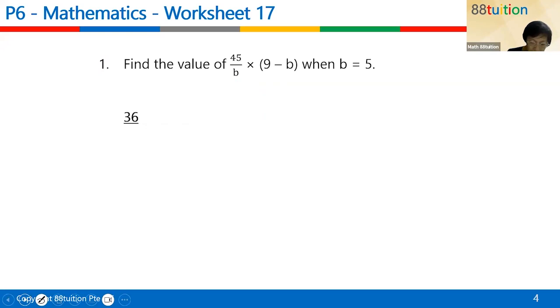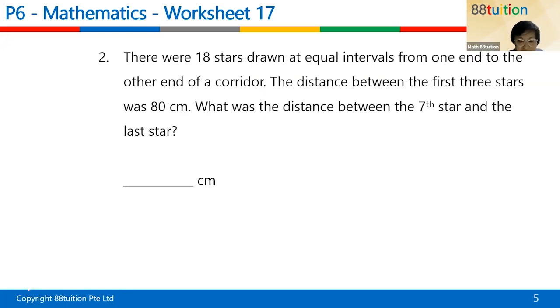Okay. Next, there were 18 stars drawn at equal intervals from one end to the other end of a corridor, and the distance between the first three. So the first thing is you have 18 stars in the interval. Okay, let's draw this. You have the first star here. So this is the first star, second, third, 4, 5, and so on.